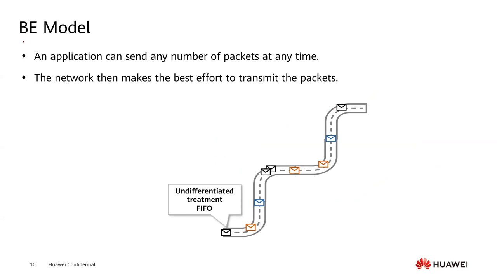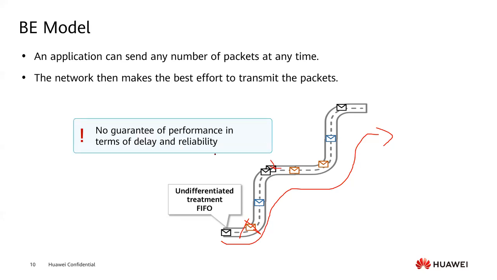First is BE. The BE model we already talked about before: best effort can only do their best, but they cannot guarantee anything. Some packets may just be lost. Maybe they will get lost during the forwarding. So there is no guarantee for the performance.